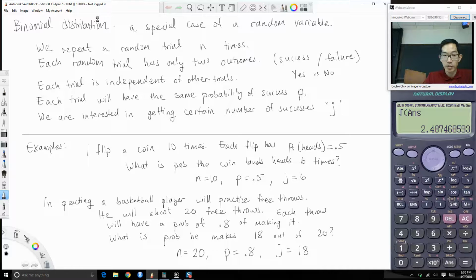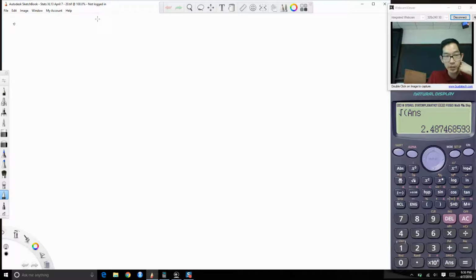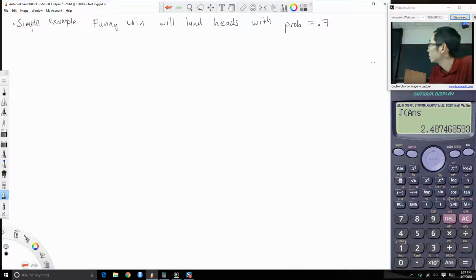Okay, so let's start off with an easier example. We'll say a simple example. This time, let's say I have some kind of funny coin. The funny coin will land heads with probability 0.7. Okay, and I'm going to flip this. I flip the coin 4 times.